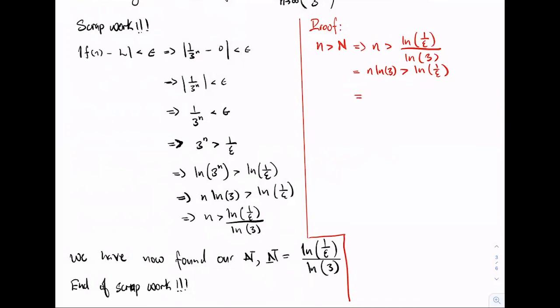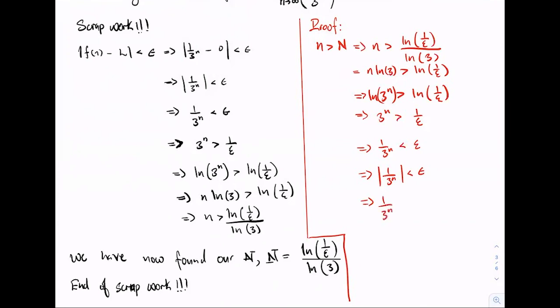Okay, so now continuing with our proof, we have ln of 3 raised to the power n is greater than ln of 1 over epsilon. We can remove the ln from both sides. So this then gives us 3 to the power n is greater than the reciprocal of epsilon, which means that we can say that 1 over 3 to the power n is less than epsilon. We now add on our modulus, which means the modulus of the reciprocal of 3 power n is then less than epsilon. So this means 1 over 3 power n take away 0 in modulus is less than epsilon, and we have completed our proof.